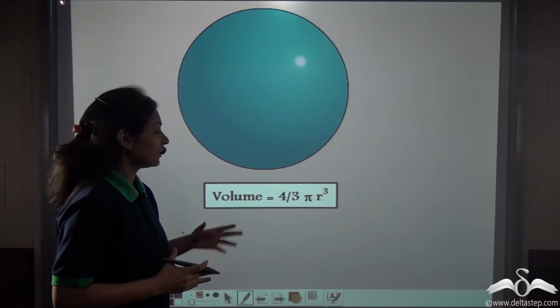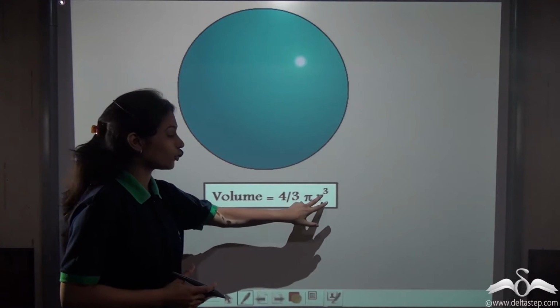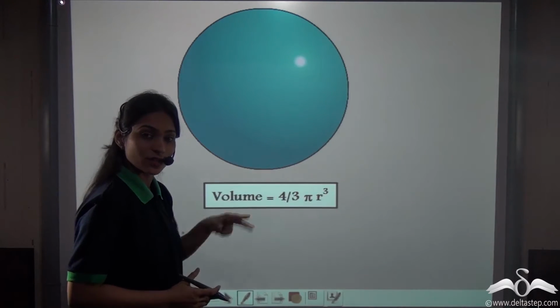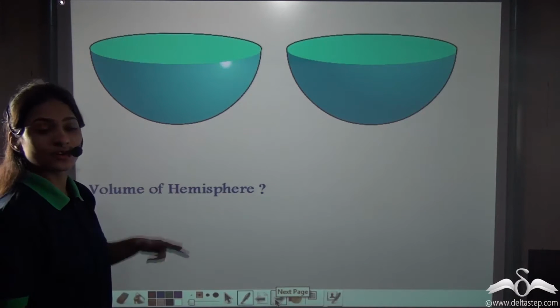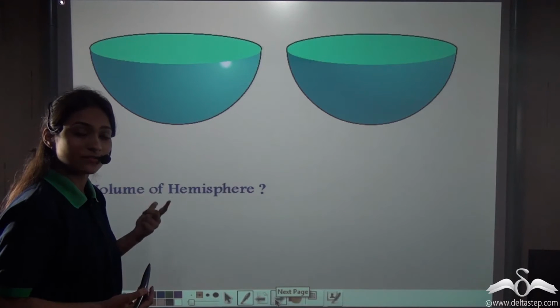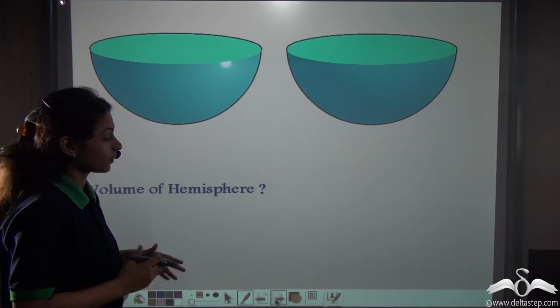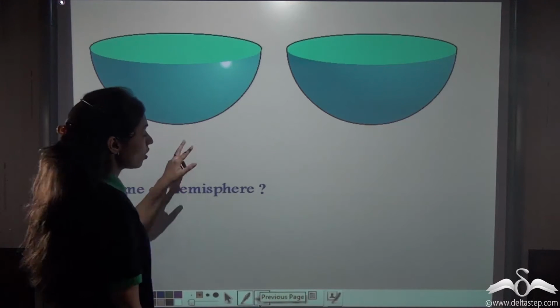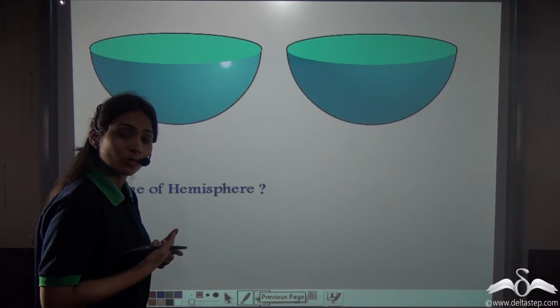We have already studied that the volume of a sphere is 4 by 3 pi r cube, where r is the radius of the sphere. Well, what will be the volume of a hemisphere then? You know, hemispheres are formed from spheres. Now, a hemisphere is half of the sphere. It is exactly half of the sphere. So, the volume of the hemisphere should also be half of the volume of a sphere.